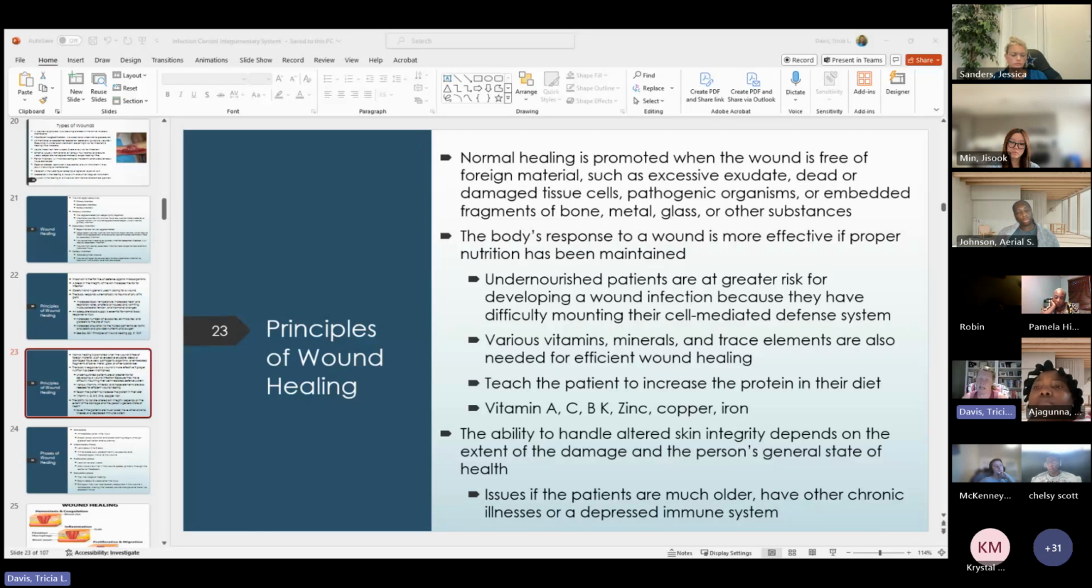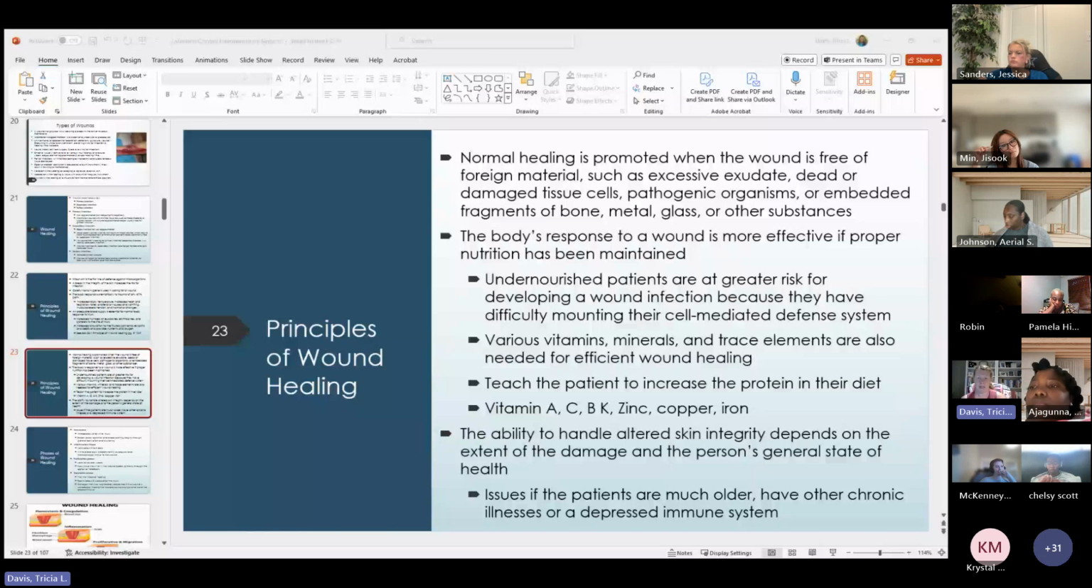Ideally, when we think about wound healing, the top vitamins that we like them to take are A, C, B, K, zinc, copper, and iron. Knowing what type of foods include these vitamins is also going to be very helpful. And remember, if your patient can't order their meals for themselves, then you know what type of meals to order for them. So you can order meals that have a lot of these vitamins and higher protein for them.